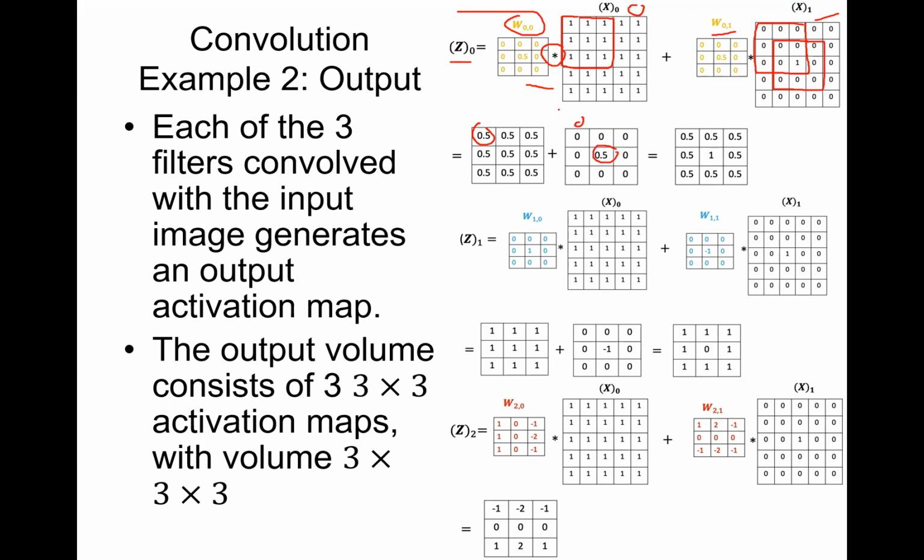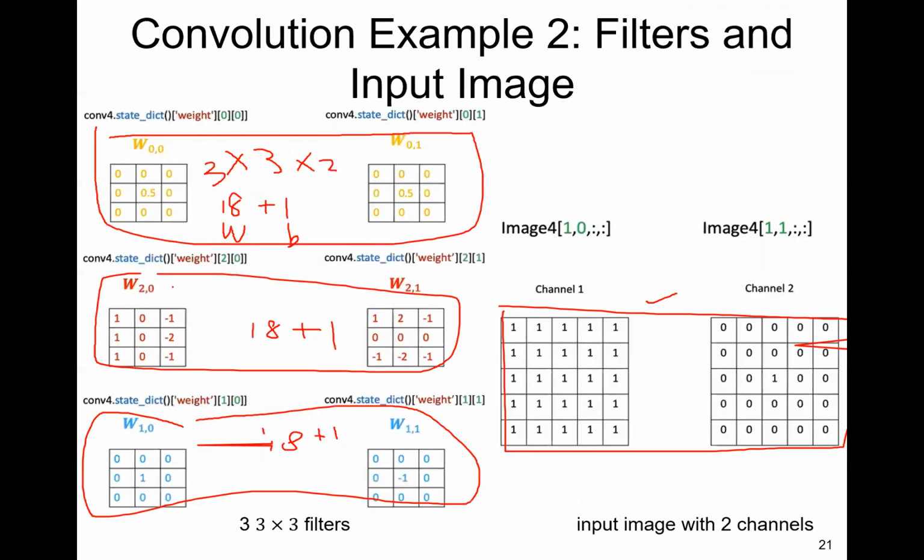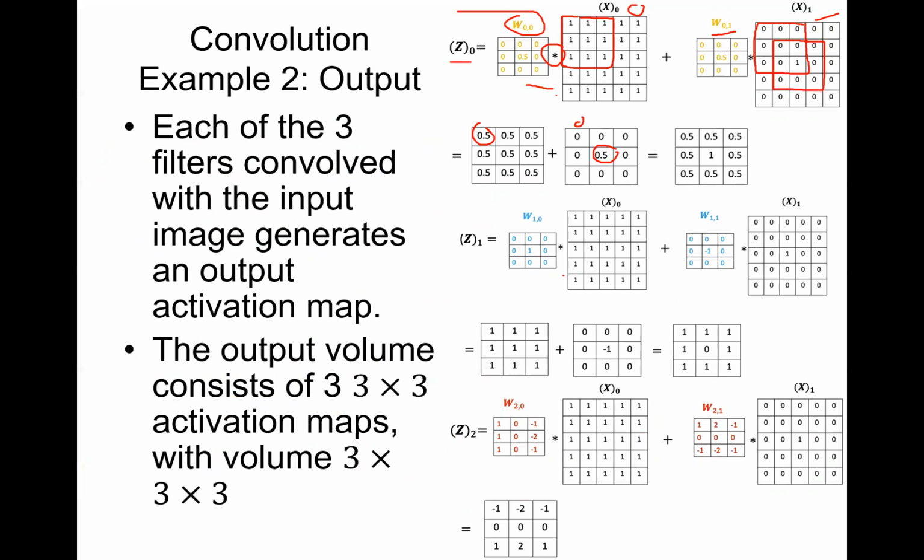Each filter channel generates one output activation map by convolving with one input channel, and you add them together to generate one output activation map. Similarly, for the next filter, you perform the convolution, add them together, and you get another output activation map. And similarly for the third filter. So now you have 3 output activation maps. You stack them together to get a 3x3x3 output volume.